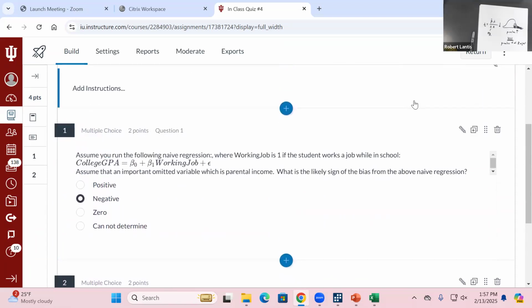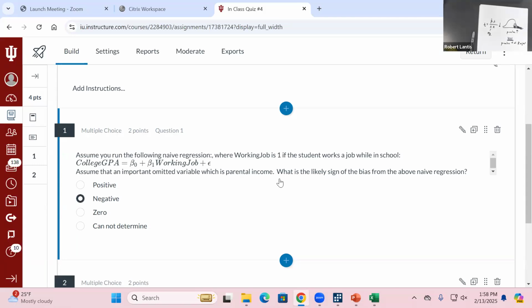Just to think about the types of questions, let's say I was running this regression where I had college GPA and whether or not someone was working a job. So this is a dummy variable, 1 if they're working, 0 if not. If I had an important omitted variable of parental income, what would be the sign of the bias? What is that bias composed of? We said to find out the sign, we need to know that omitted variable's relationship with X, the variable we included, but also with Y.